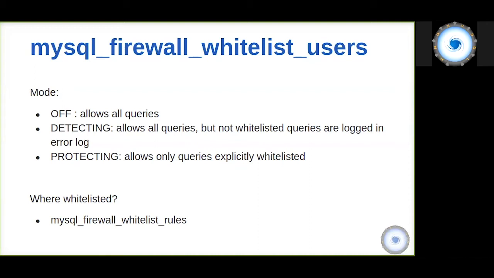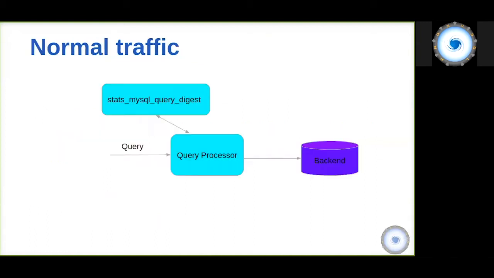So where does it happen? Where are the queries that are allowed listed? They are listed in a table called MySQL firewall whitelist rules. So let's have a quick look at how things work in practice. During normal traffic, a query hits the query processor, the processor will perform some action, and then it will execute the query. And after it executes the query, it also logs all those statistics about the query, including the digest, in a table called stats MySQL query rules.